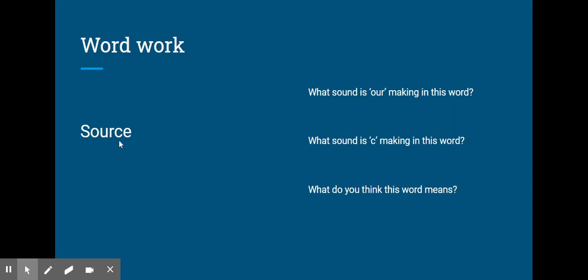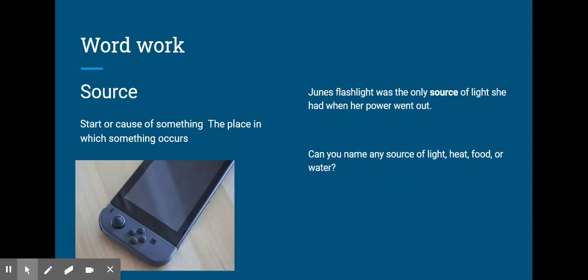What is the letter C making in this word? It's making the S sound. Is that soft or hard? What do you think the word source means? The source is the start or cause of something, the place in which something occurs.